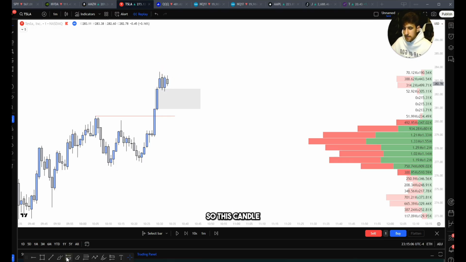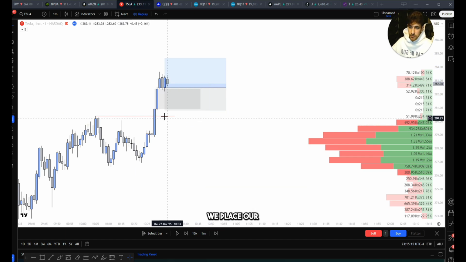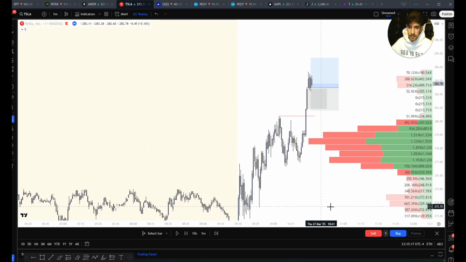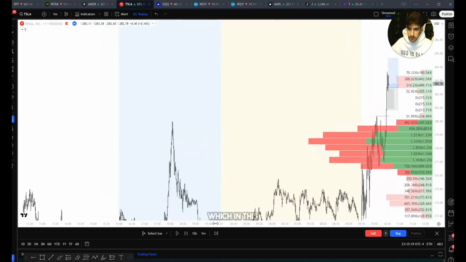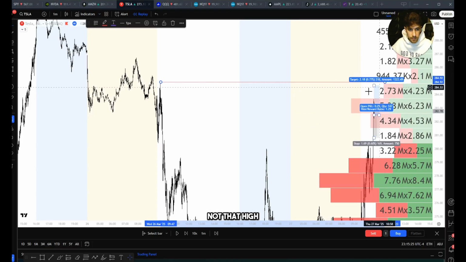So this candle confirms that we have a little bit of strength in the market. So what I'll do is I'll take my entry on that candle right there. All right. As always, break of structure, fair value gap. We place our stop loss at the previous low, and then we target the next significant high, which in this case on Tesla was all the way right here. All right, so let's mark that out at that high.